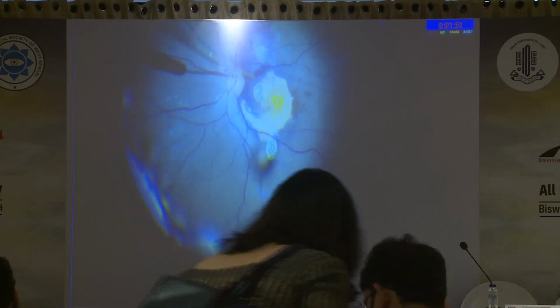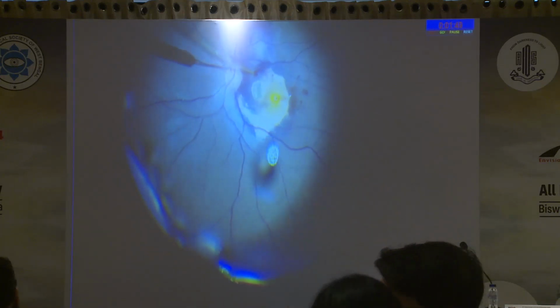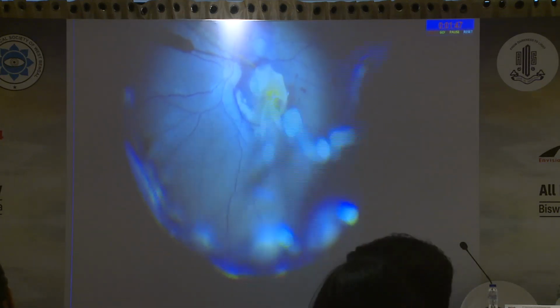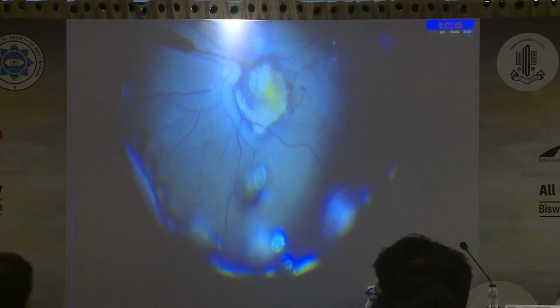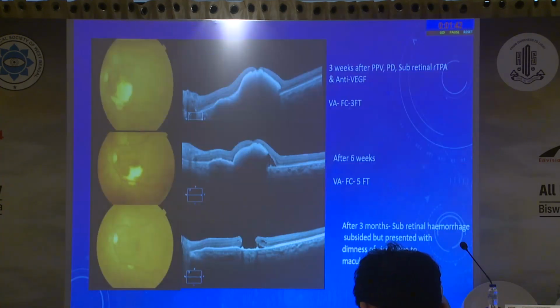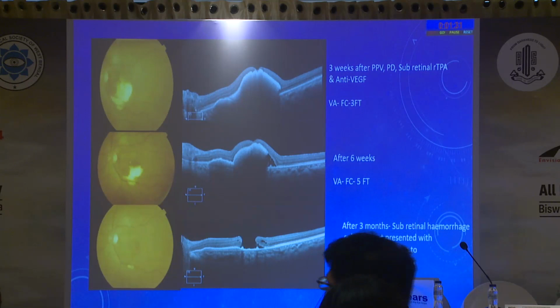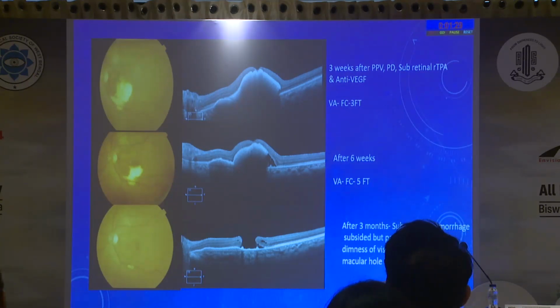Now, after this procedure, this is 3 weeks after the PPV. I thought the macula would be there, but 3 weeks after PPV, pneumatic displacement, subretinal rTPA and anti-VEGF, you can see the size of the hemorrhage is reduced and the vision is improved a bit. After 6 weeks, it improved to 5 feet of vision.